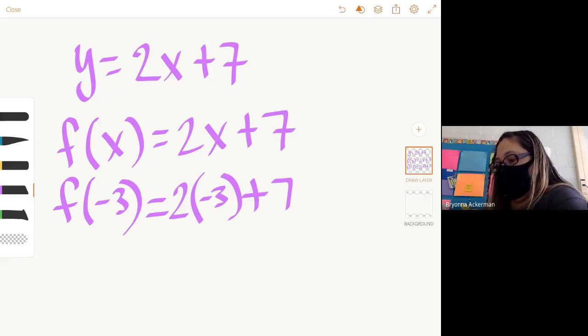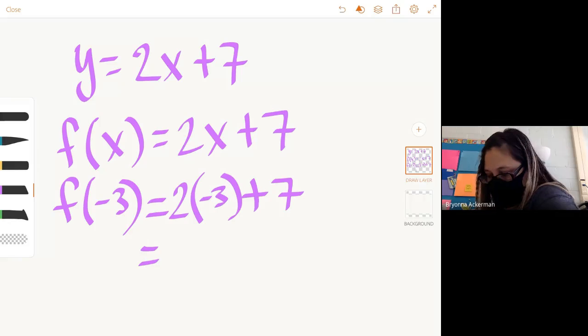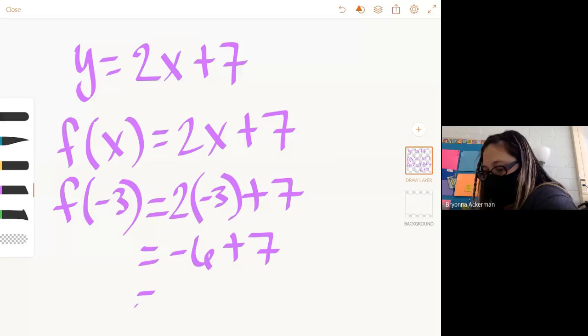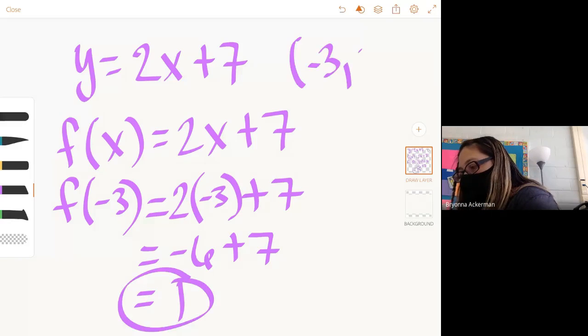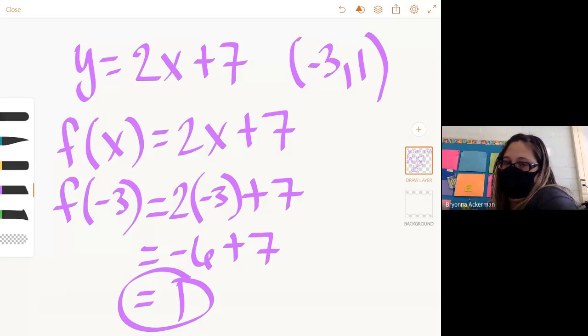Okay? And so now we can actually solve this on the right side. With PEMDAS, we do multiplication first. So we get -3 times 2, which is what? Good. -6 plus 7 is 1. So what does that mean? That means I end up with a coordinate point of -3, 1 for this function. Okay?